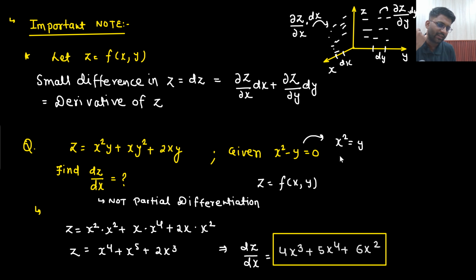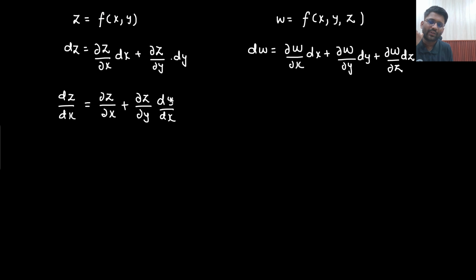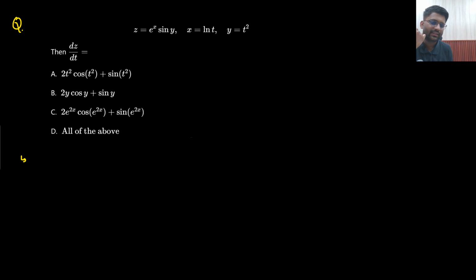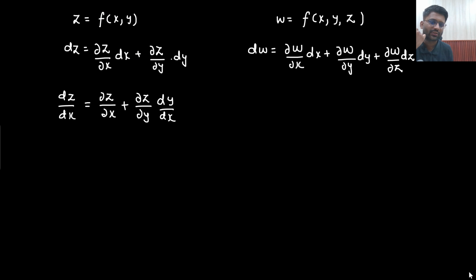So what is given? X square equals y is given. So from here, what you are supposed to find out? You need the value of dy by dx, right? So can I get the value of dy by dx? Yes sir, I can get the value of dy by dx because x square equals y is given. So from here, 2x will be equal to dy by dx. So I have the value of dy by dx.